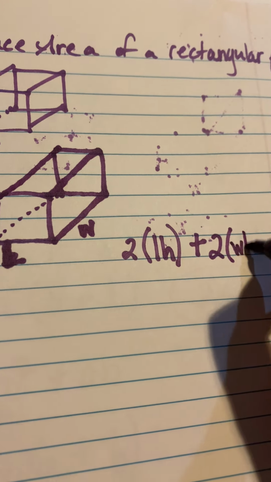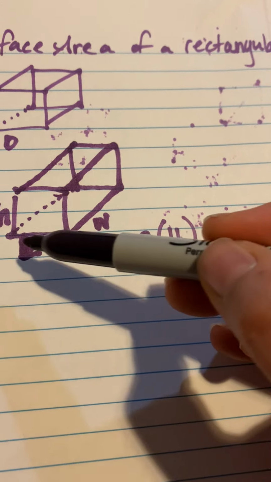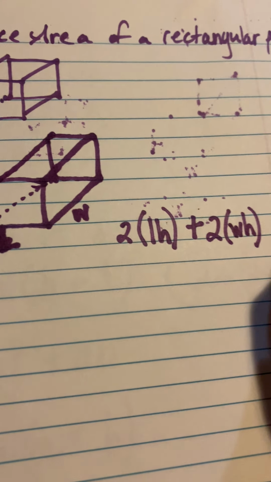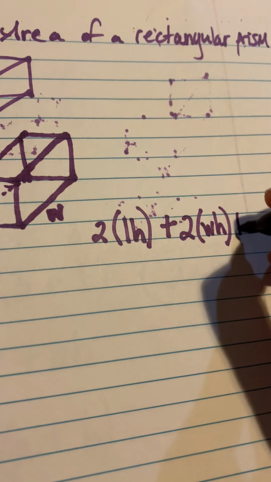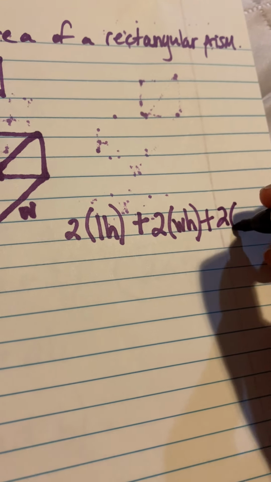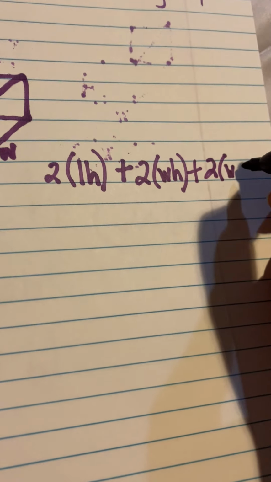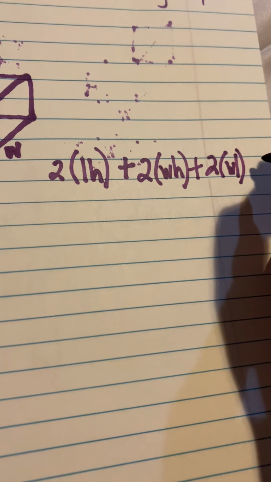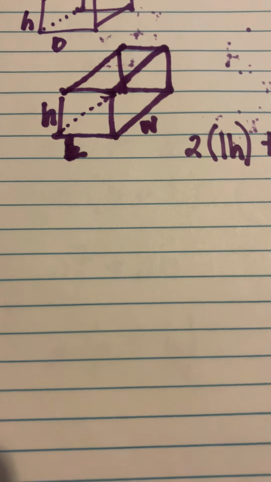And then we got one more. We haven't talked about the top piece and the bottom piece, which would be the width times the length. So we're going to put that over here and add to it 2 times width times length. Okay? So all we have to do is plug in some numbers.